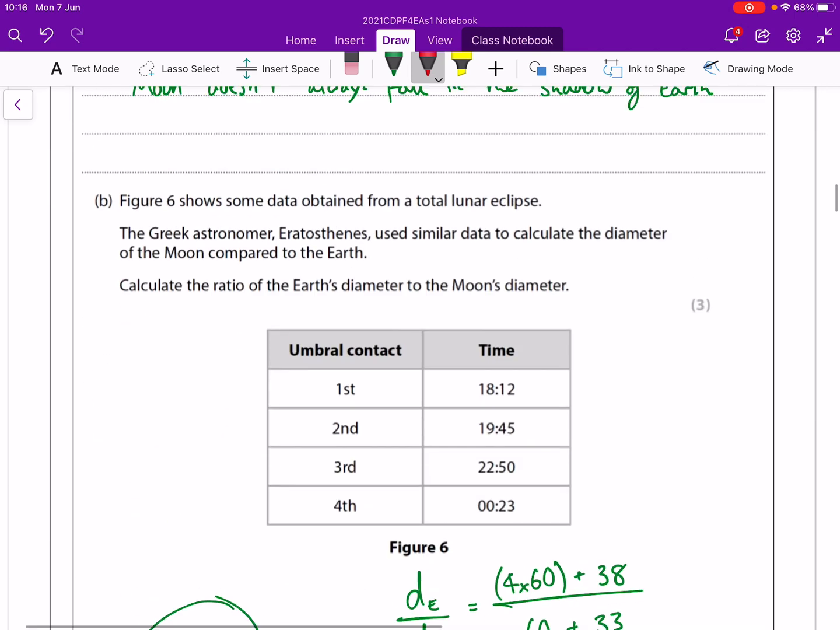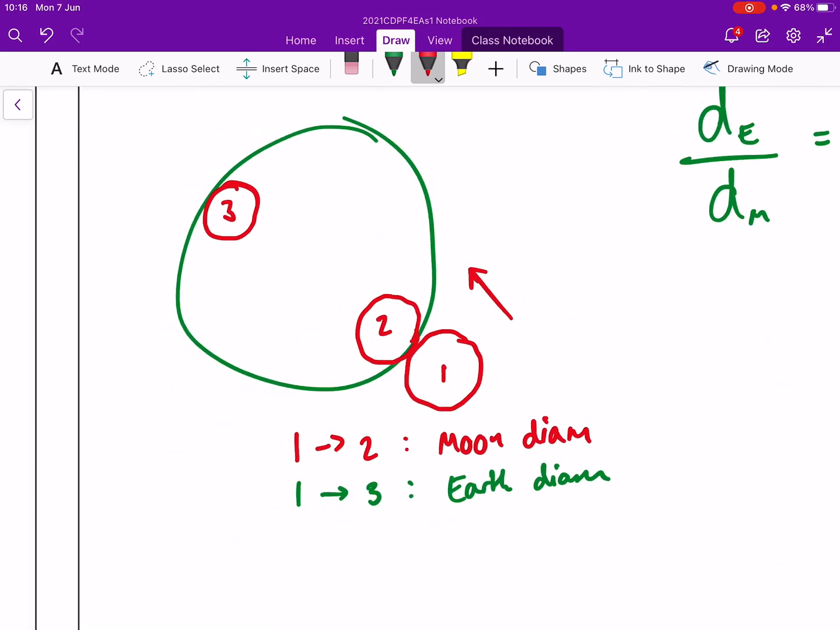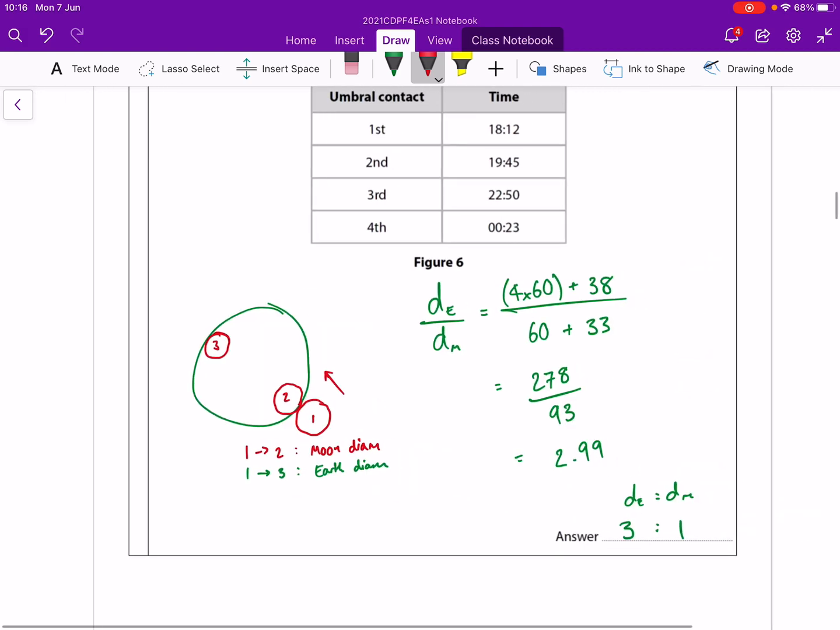Next one, we had to work out the ratio of Earth's diameter to Moon's diameter. So what we can see here is that when the Moon moves from first contact to second contact, effectively the Moon's moved a distance of 1 Moon diameter. When it moves from 1 to 3, it's effectively moved a distance of 1 Earth diameter, because this green thing is the Earth's shadow, and the Earth's shadow and the Earth are basically the same size.